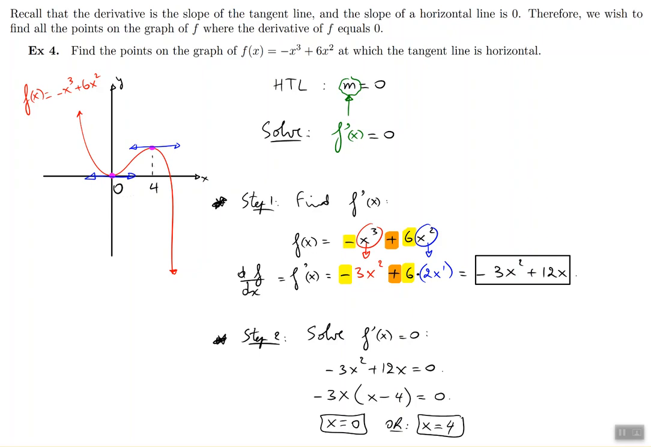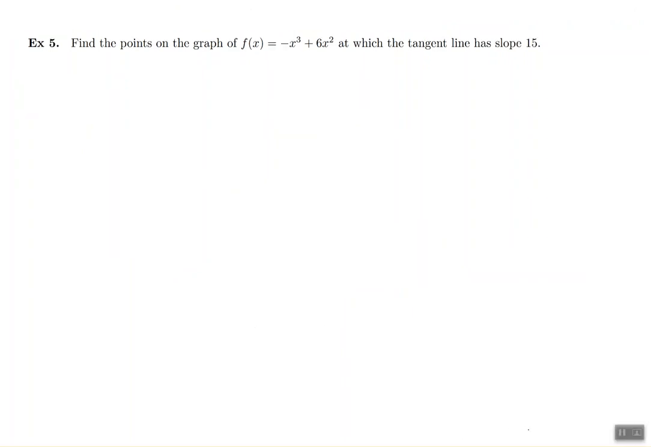There are times when the answers do not exist. There is no solution to the problem. Well, in that case, it just means that the graph does not have any spot where the tangent line is horizontal. So like I mentioned, example 5 is going to be similar to example 4, except this time we want the slope of the tangent line to be 15.